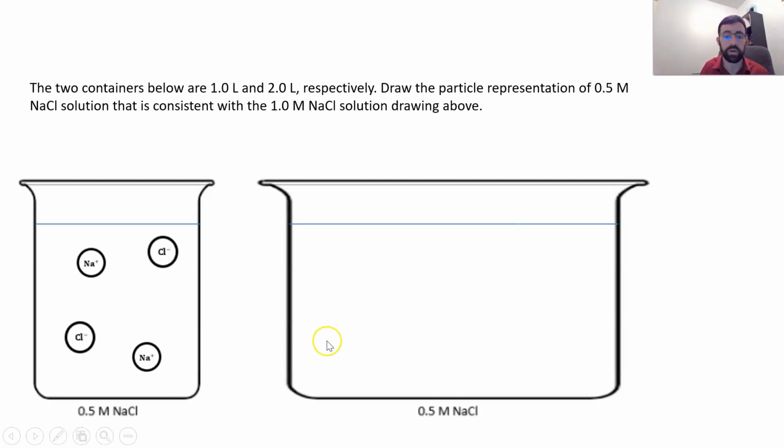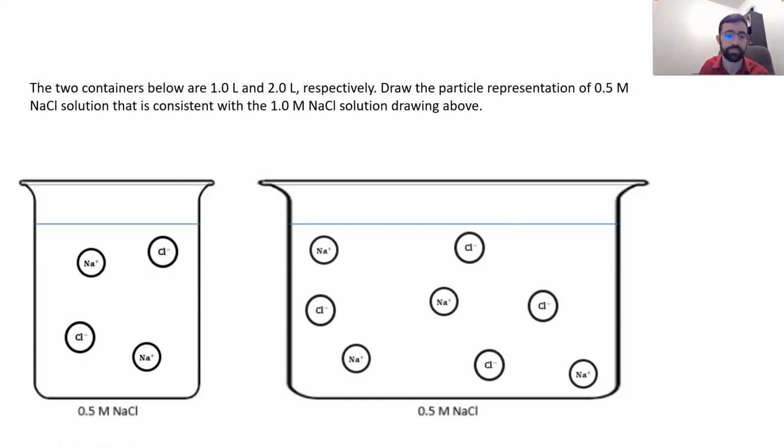Now, if I wanted to go to my 2 liter container, again, to maintain our concentration, it's the same concentration as the other beaker now. We're just going to have twice as many particles over here because it's twice the volume and we want the concentration to stay the same.